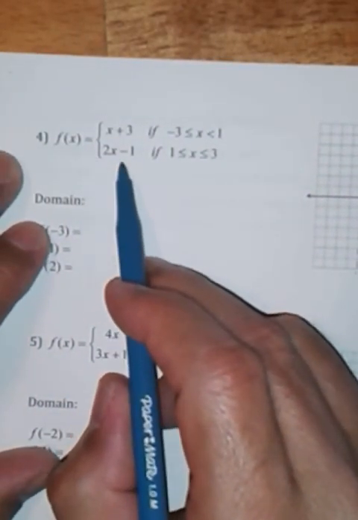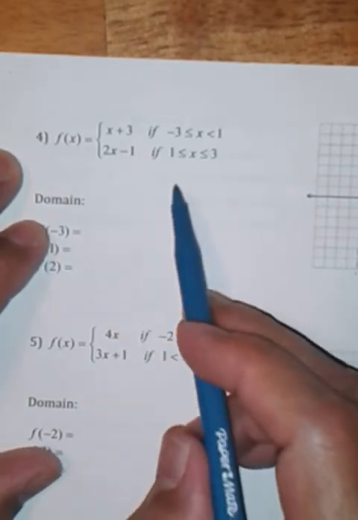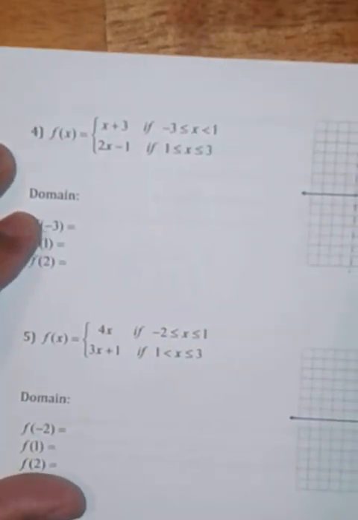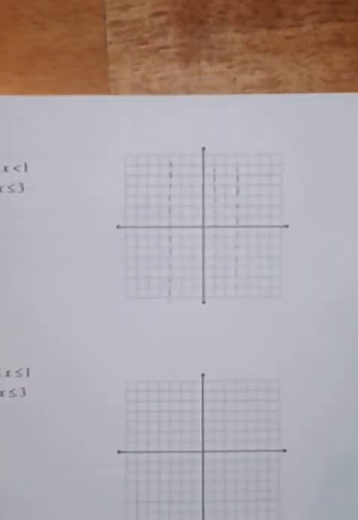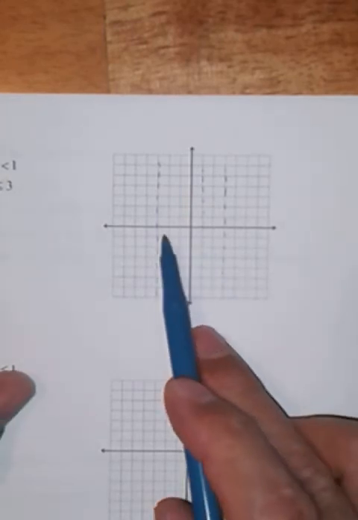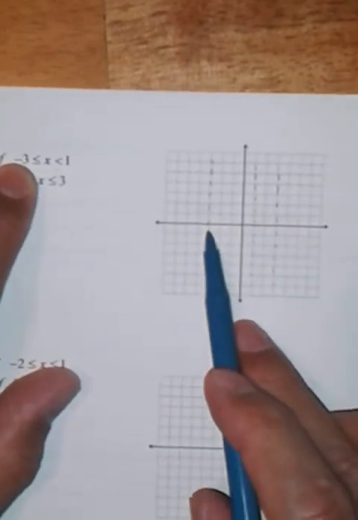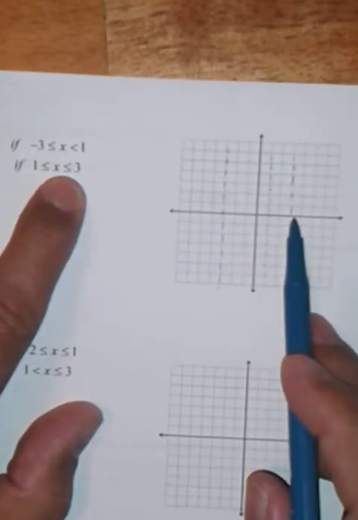slightly to y equals 2x minus 1. That's a line with slope 2, y-intercept -1, from x equals 1 to x equals 3. So I'm going to put another division over here. I don't have to do that, but it really helps. So I've got a division at x equals -3, x equals 1, and then x equals 3.